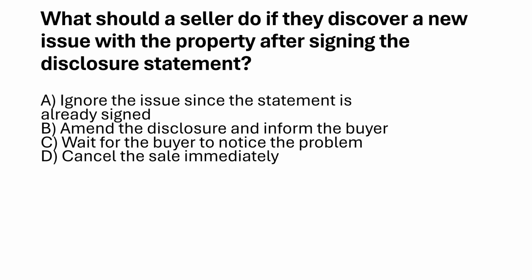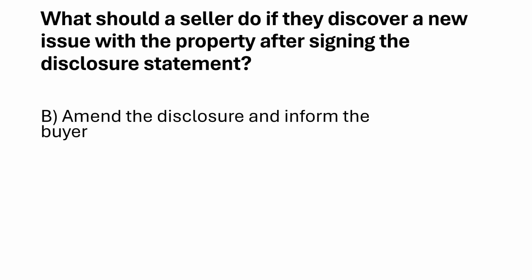But let's look at B. Amend the disclosure and inform the buyer. I think that's probably going to be the best answer, but let's see. C, wait for the buyer to notice the problem. Wrong answer. D, cancel the sale immediately. Well, that could be an option. There's no doubt we could try to just get out of the sale and cancel it. But would that be the best answer? Y'all, the best answer is going to be B. Amend the disclosure and then inform the buyer of the issue you've now discovered. Now, this may result in canceling or terminating the contract, depending on what it is and how serious it is. But the first thing they should do is amend the disclosure.